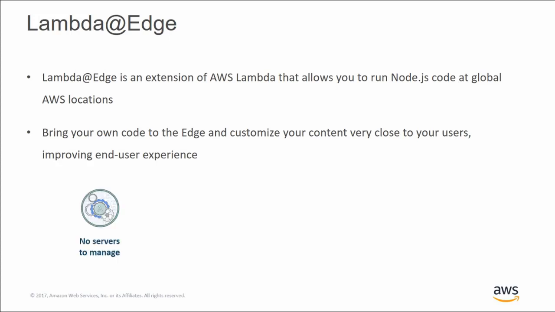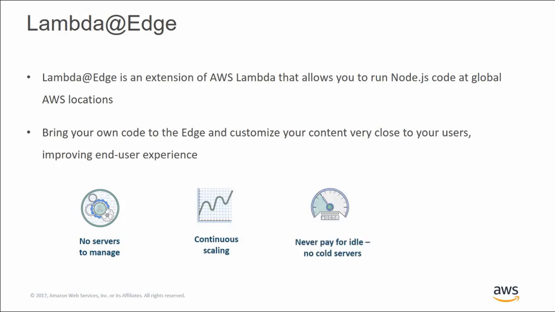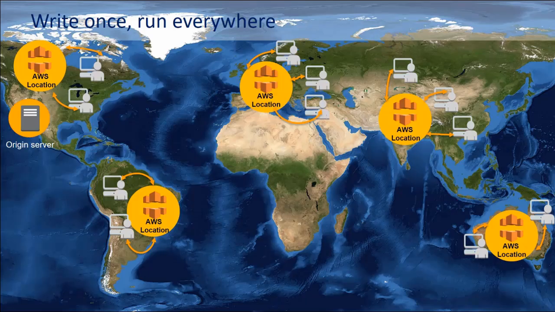So the no servers to manage, the continuous scaling, and never pay for idle, the benefits you get from AWS Lambda are also available with Lambda at the edge. But in addition to that, Lambda at the edge is globally distributed. So the functions you write are replicated to multiple AWS locations worldwide. Let's try to visualize that. For this scenario, let's assume that your origin is running in an AWS region in the US, and you have users from across the world trying to access your content.